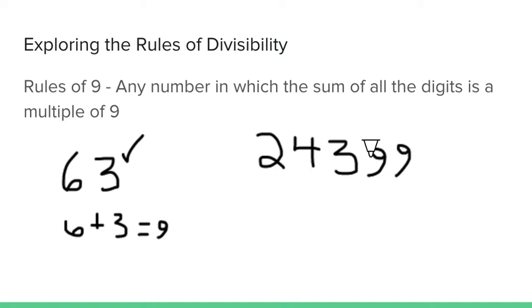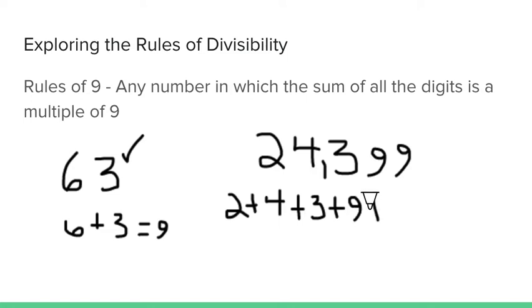Let's say that the number was 24,399. Well, let's do this here. 2 plus 4 gives me 6. Plus 3 gives me 9. Plus another 9 gives me 18. Plus another 9 gives me 27. And I can tell you right away that 27 is divisible by 9, because 9 times 3 is 27. So it works.